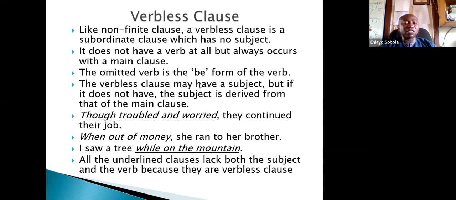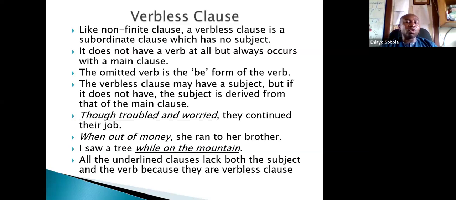And a verbless clause may have a subject, like we said, but it may not have a subject. If it does not have a subject, the subject is derived from the main clause, meaning that the subject of the main clause is supposed to be the subject of the verbless clause. Note that.